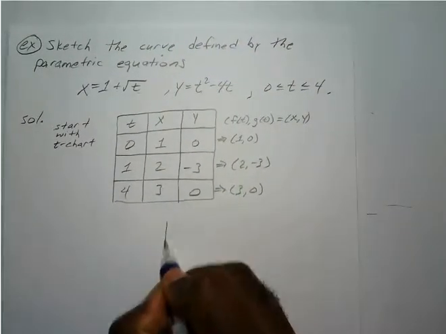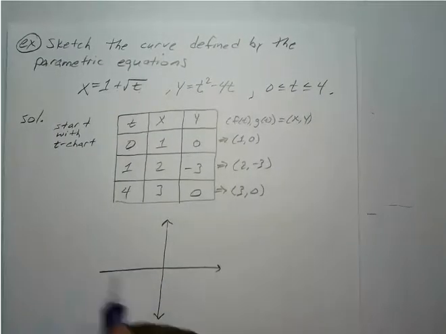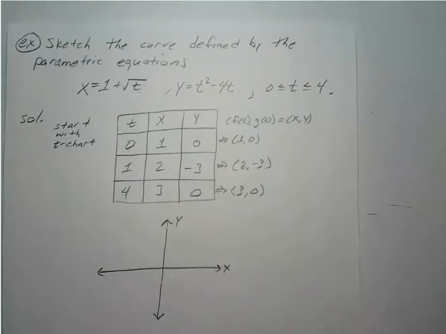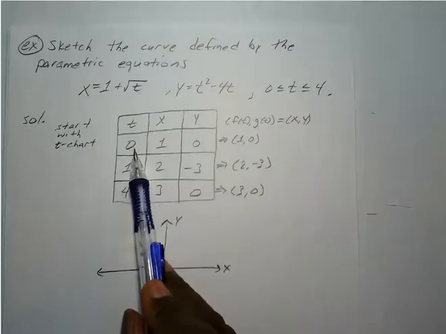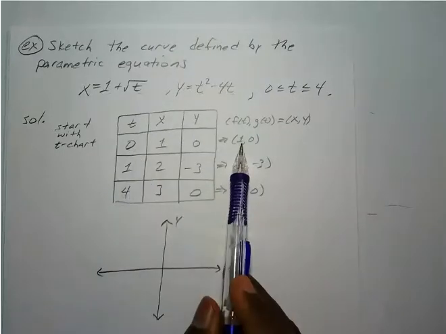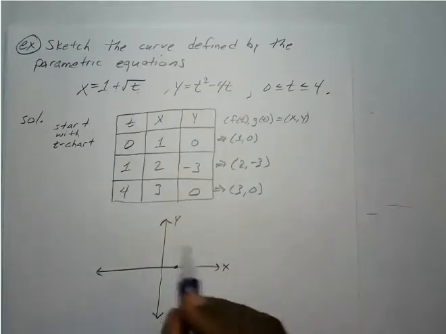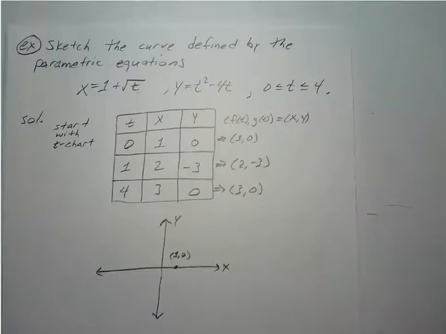Okay, so go ahead and create our XY axis. We have our X and we have our Y. Okay, so t equals 0 in this case is our initial point. So we have 1, 0, which we'll plot right there. So that's our 1, 0.